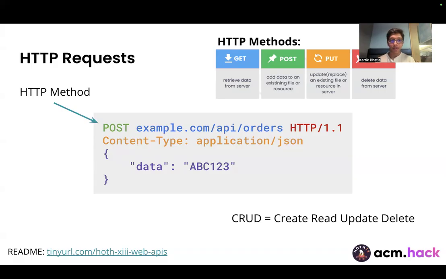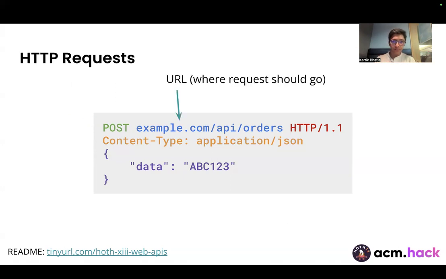These are again the four main things that you're going to want to do. So that's the first thing that you send in your request, it's telling the server, hey, this is what I want to do with the data that I'm now going to give you. The URL, this is where the request should go. So it's just an address.